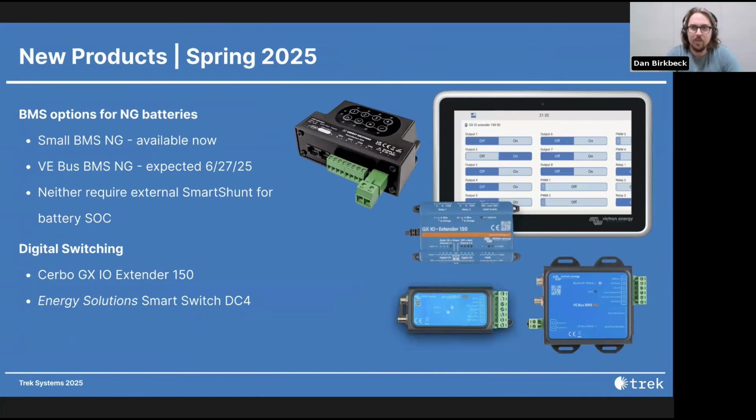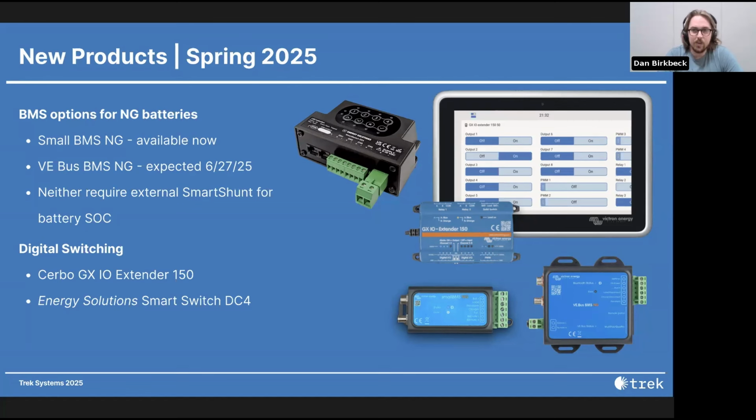Thank you, Kaza. So first up, some new products from Victron and a new supported product. So there are a few new BMS options available for Victron NG batteries. We've got the small BMS NG as well as the VE bus BMS NG. And these are lower cost alternatives to the Lynx BMS NG, which was the only BMS available for NG batteries at first. And compared to the previous iterations of these BMSs, these NG models come with Bluetooth, so you can monitor battery information from Victron Connect now.